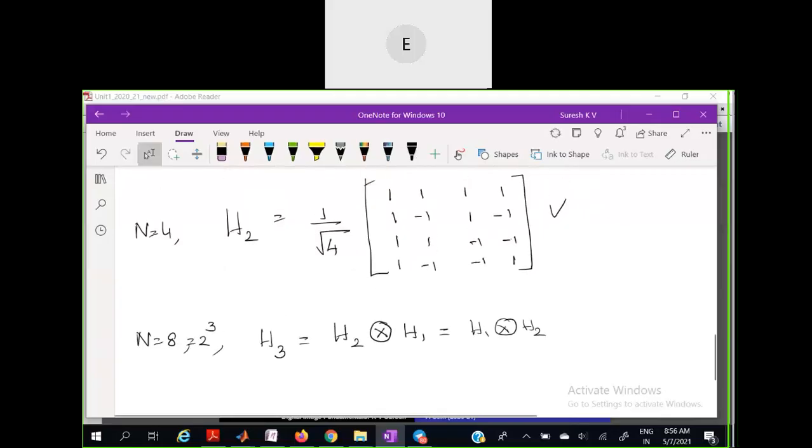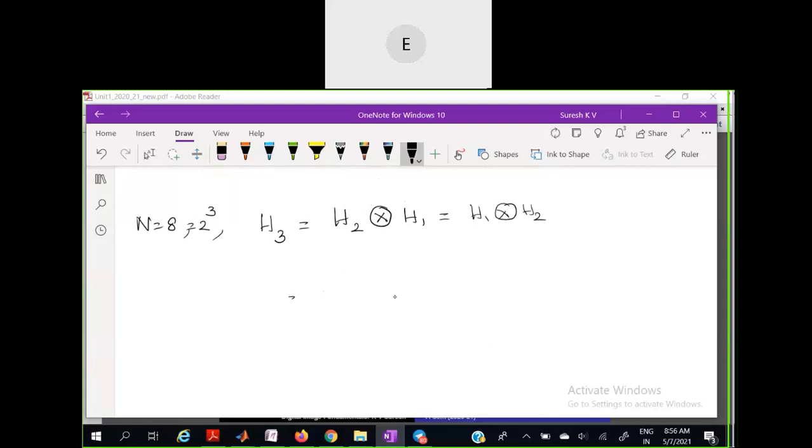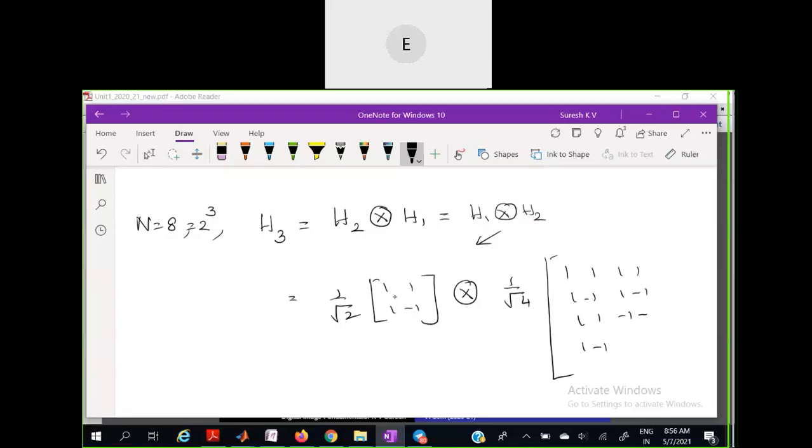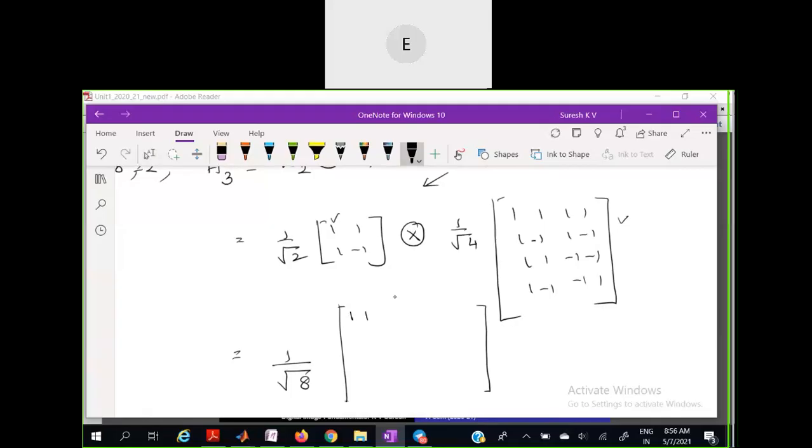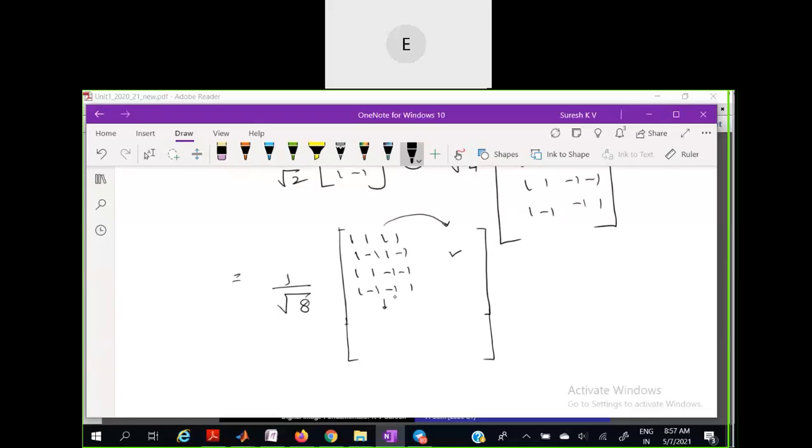So what you need to do is this. I'll write step 1 by root 2, using this equation: 1, 1, 1, minus 1 Kronecker 1 by root 4 times the H2 matrix. I have to take the first one and multiply with this, so it will be 1 over root 8 into, I'll write only the first portion, the rest you can do: 1, 1, 1, 1, 1, minus 1, 1, minus 1, 1, 1, minus 1, minus 1, minus 1, minus 1, 1. Similarly this is a copy of this, and this also is a copy of this, only here it is a negative of this.